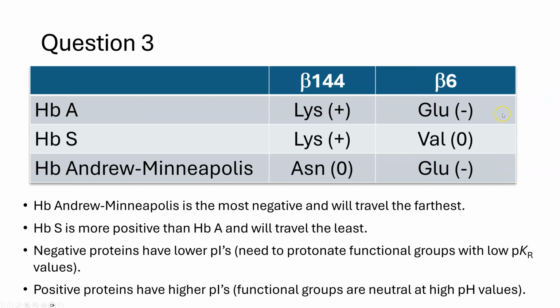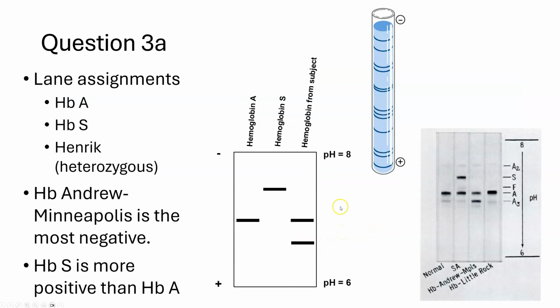So if you look at hemoglobin A and put that in the middle of your isoelectric focusing gel, you can see the hemoglobin S is more positive because we get rid of a negatively charged glutamate. And we can see that hemoglobin Andrew Minneapolis is more negative because we have a glutamate here, but we lose a positive charge. So that means that hemoglobin S will not travel as far, but hemoglobin Andrew Minneapolis will travel farther. So this is what it should look like.